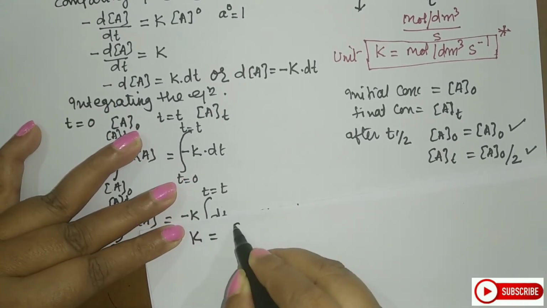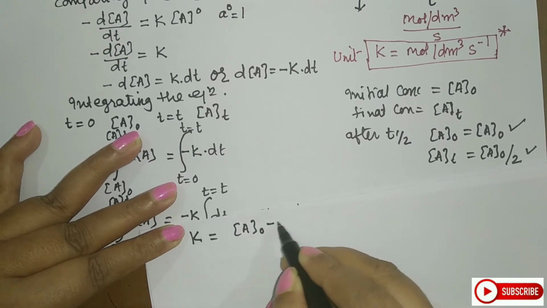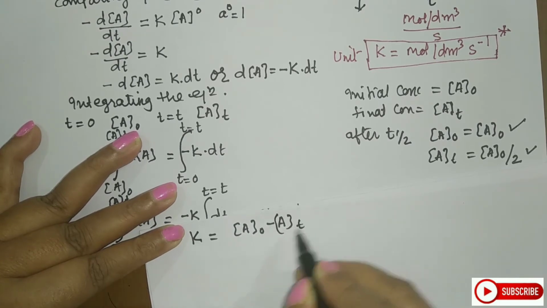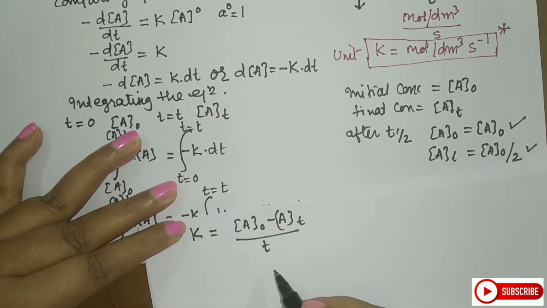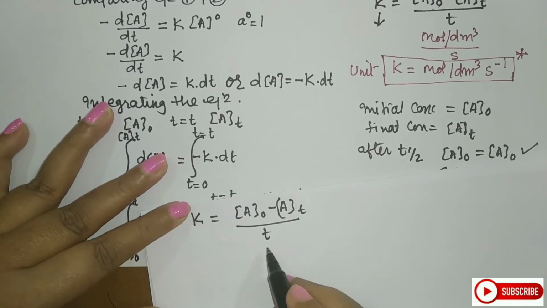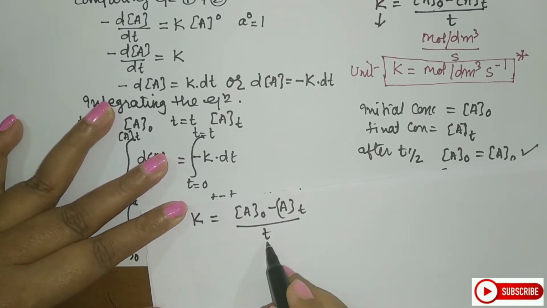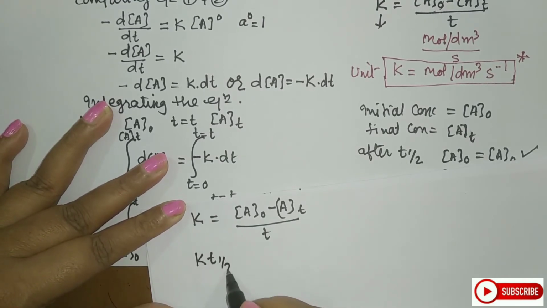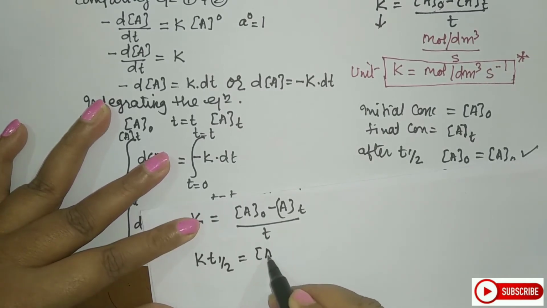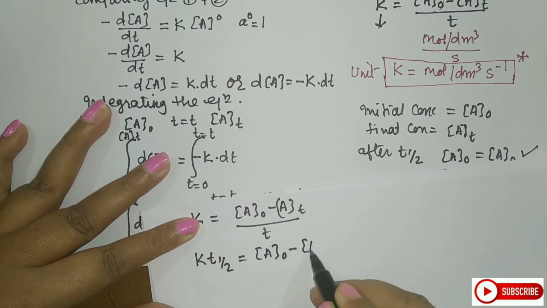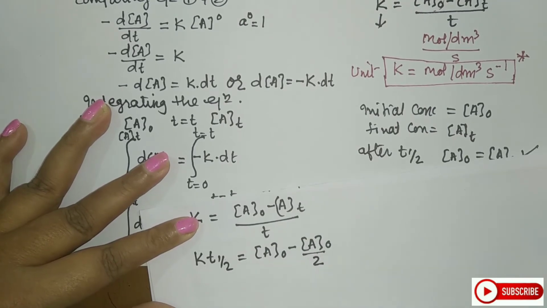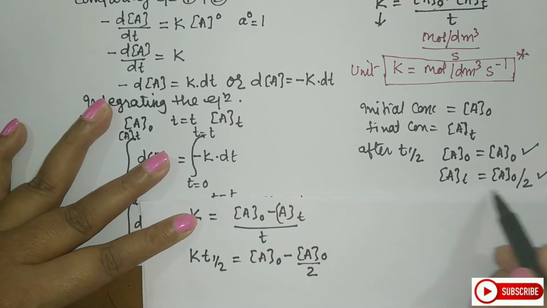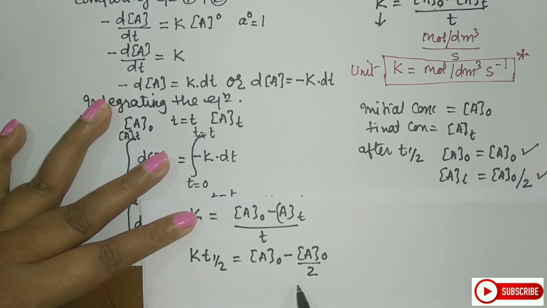So what will be that equation? K is equal to A0 minus AT upon T. Now when I am deriving for half-life, this T will become T half. Let us take this T half to this side and see what you get. So it will be T half is equal to A0 minus A0 by 2. I have substituted AT value from here in the equation.